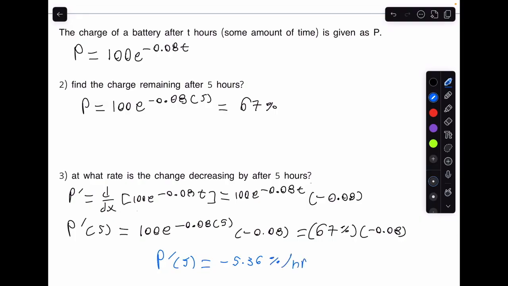Remember, this is a rate. We're not just getting the percent here. We're asked what rate is the charge decreasing after 5 hours? And since we took the derivative, we now have a rate, and that rate is percentage per hour. So the final answer is negative 5.36% per hour.